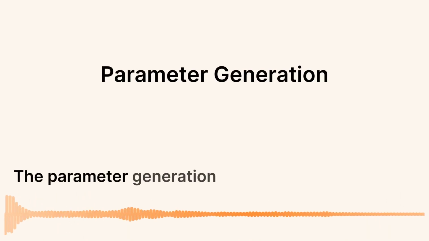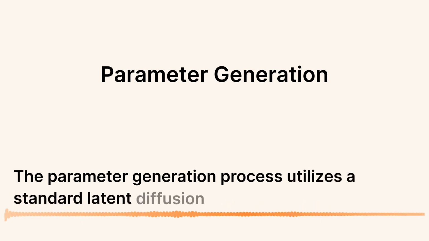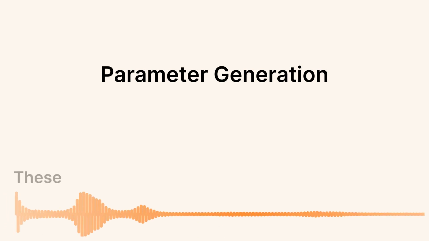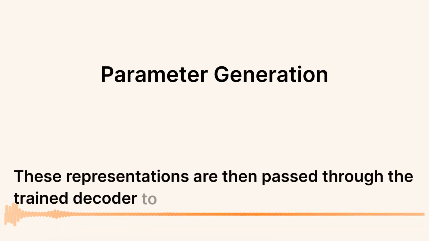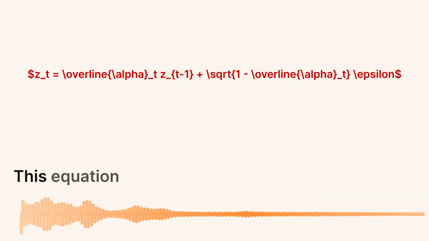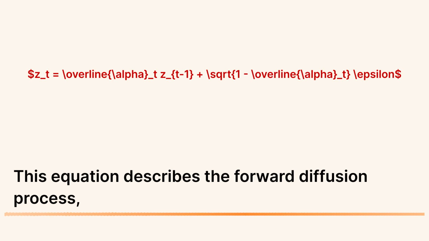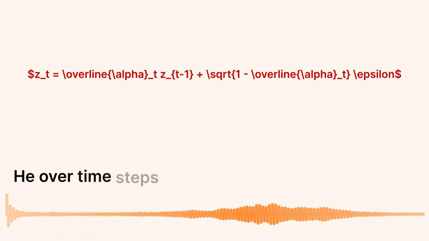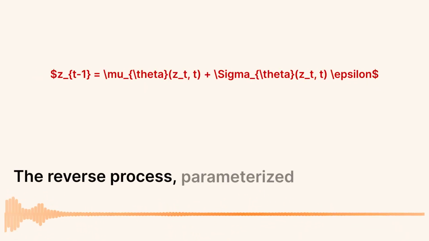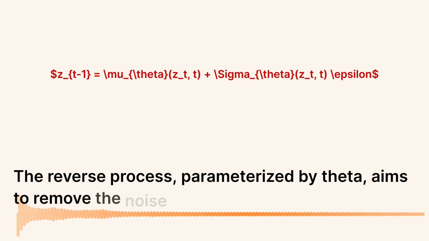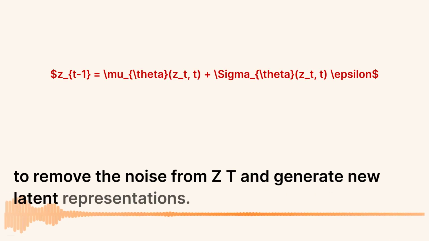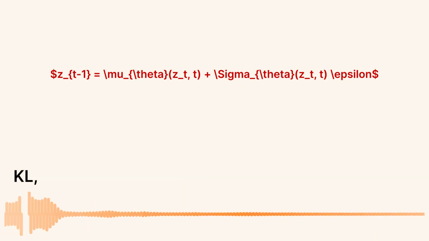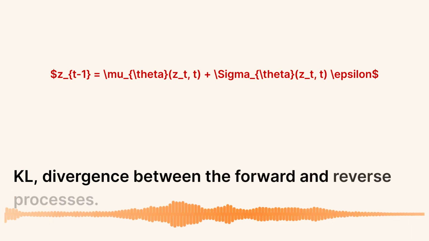The parameter generation process utilizes a standard latent diffusion model to synthesize new latent representations from random noise. These representations are then passed through the trained decoder to produce new parameters. This equation describes the forward diffusion process, where Gaussian noise is progressively added to the latent representations z over time steps t. The reverse process, parameterized by theta, aims to remove the noise from z_t and generate new latent representations. The diffusion model is trained to minimize the Kullback-Leibler (KL) divergence between the forward and reverse processes.